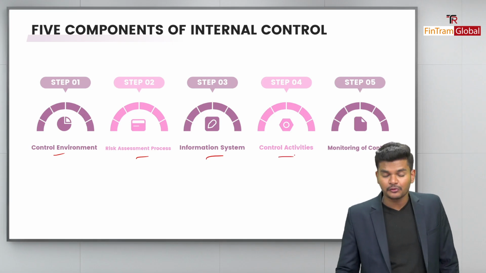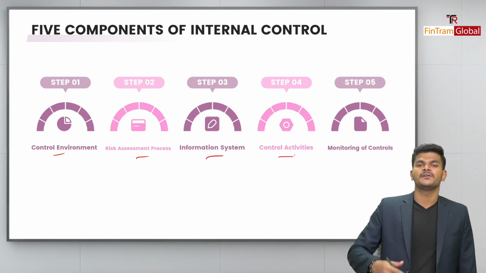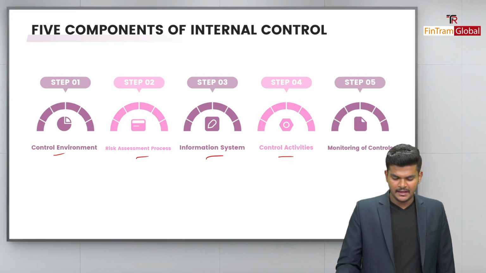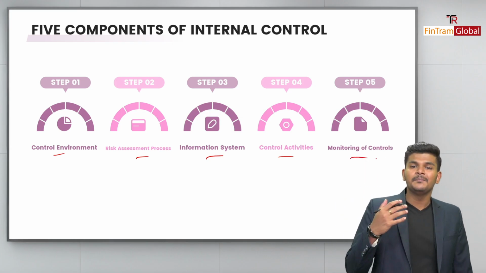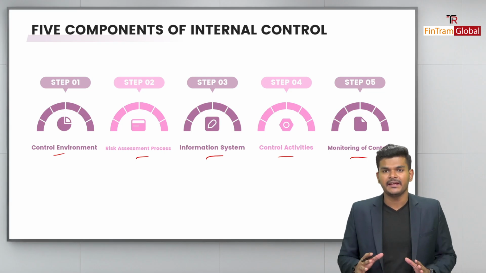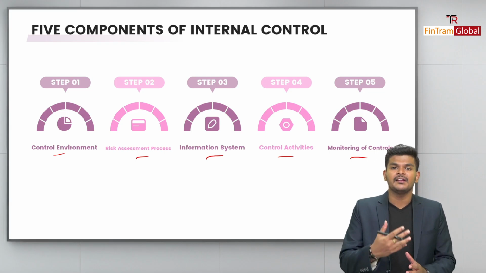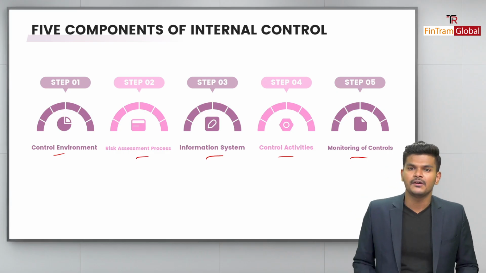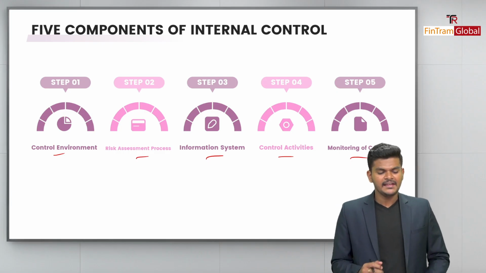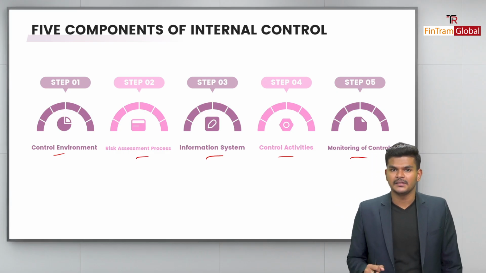And then certain control activities should be there in place to prevent, detect, and correct misstatements. And then finally, there is monitoring of control as well, because it's not just about implementing internal controls and leaving them be, right? We have to monitor them on a regular basis to ensure that they're operating effectively as well. So that's what monitoring of control is all about. So these are the components of an internal control system.